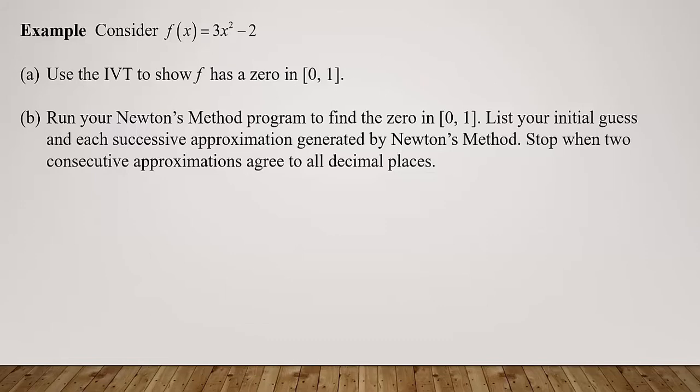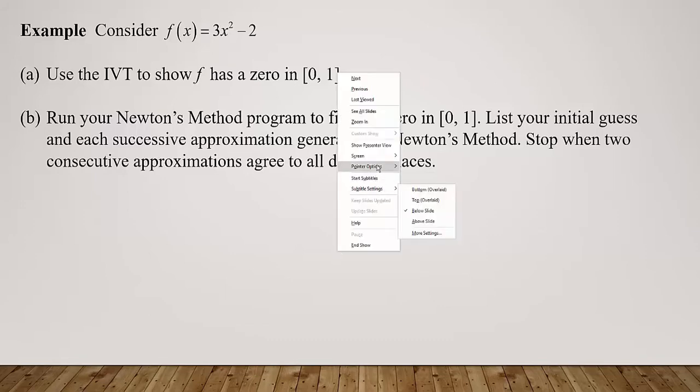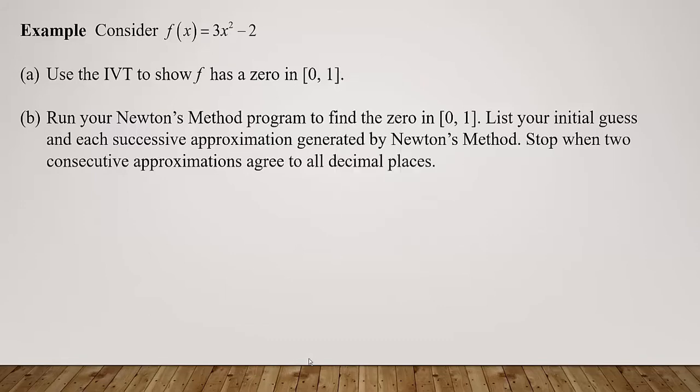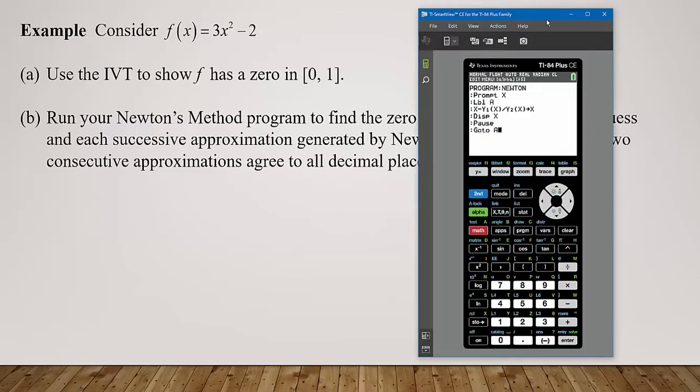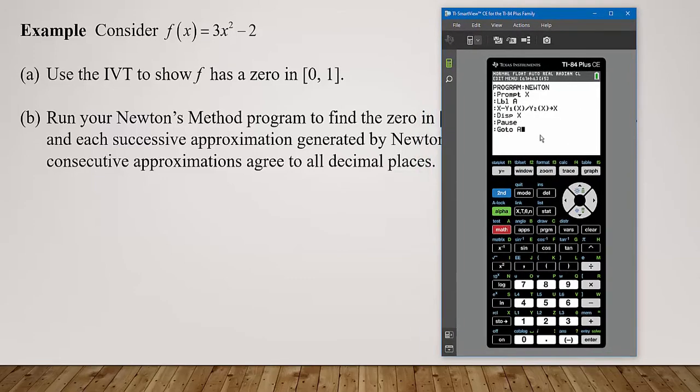So let me call up my calculator again, and here it is. Okay, here's what you have to remember. You have to put into y1 the function. So the function is 3x squared minus 2. And then in y sub 2, you put the derivative of the function. Well, the derivative of the function is 6x.